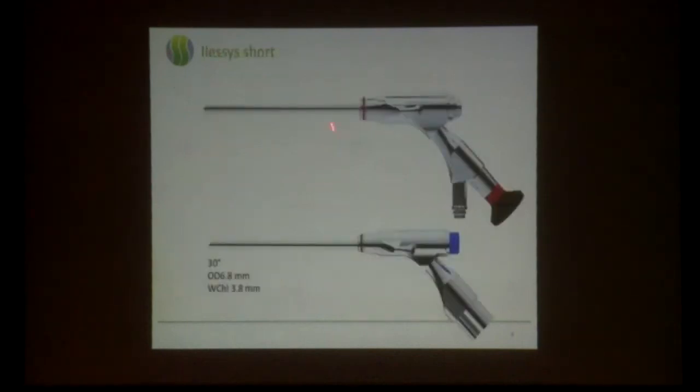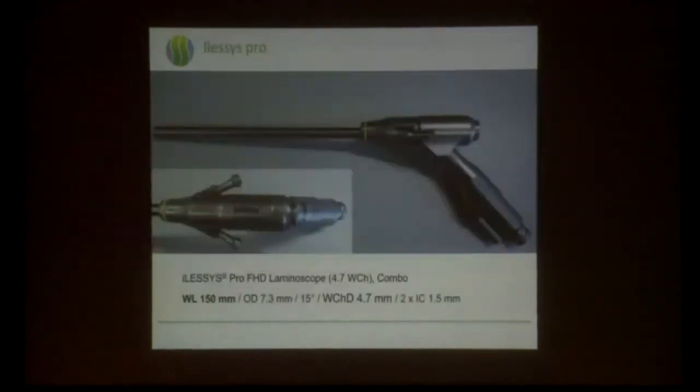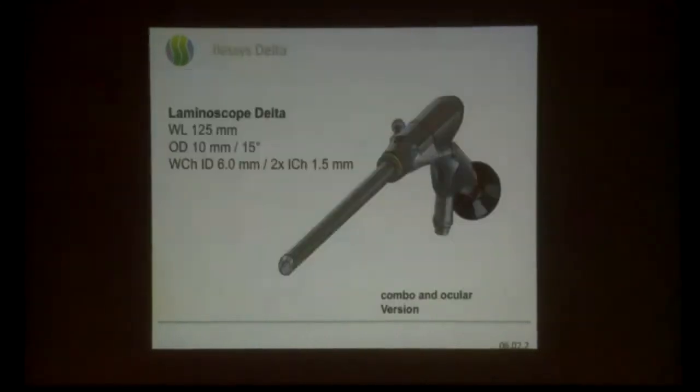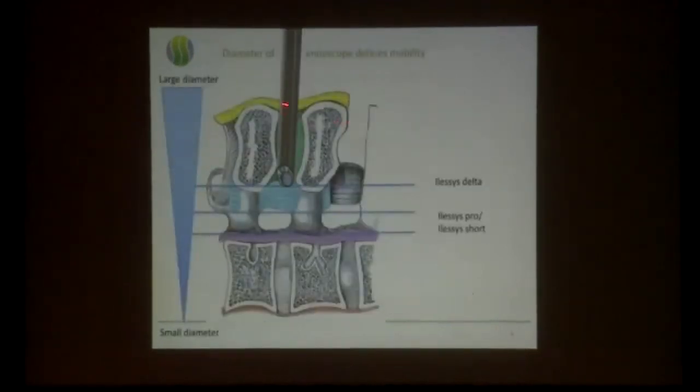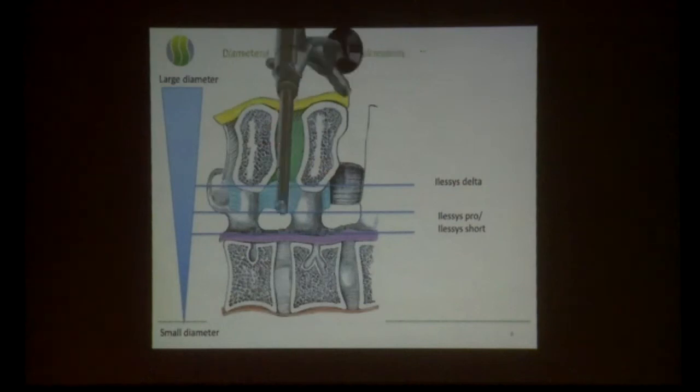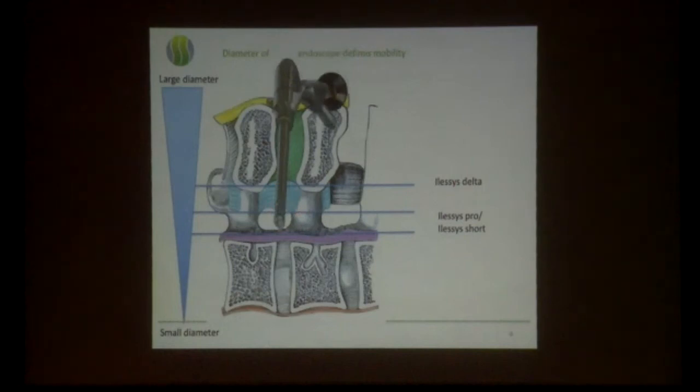So this is the Elisys Short. This is Elisys Pro, and this is Elisys Delta. And what are the different uses? If you have thick ligamentum flavum, you use the Elisys Delta. If you want to go a little bit deeper down to remove the disc, you use the Elisys Pro. And if you are going laterally and to the contralateral side, then you use the Elisys Short.